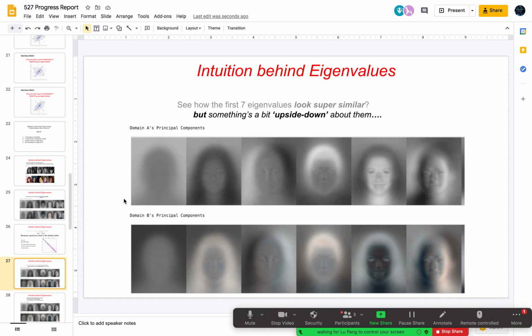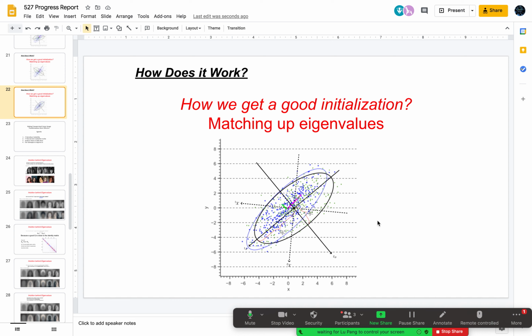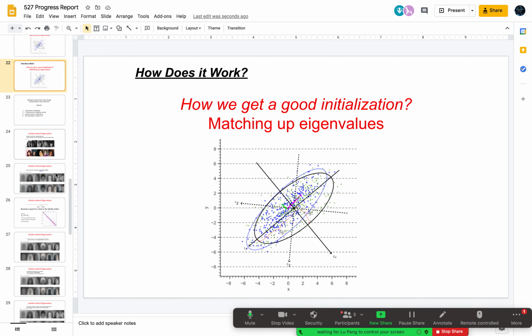However, there's a problem. You may see that some of these look inverted. Remember, gray is 0, black is negative, and white is positive. When you see these inverted, it means we're talking about the same problem when we're trying to match these eigenvalues, how sometimes it's flipped, and then we get a bad initialization for iterative closest point, and that's probably one of the causes for why they have more error than they should.